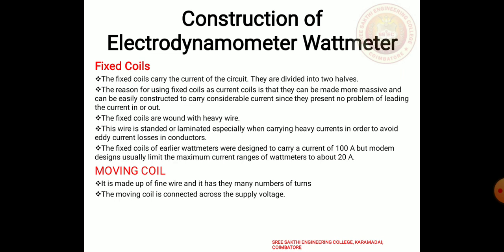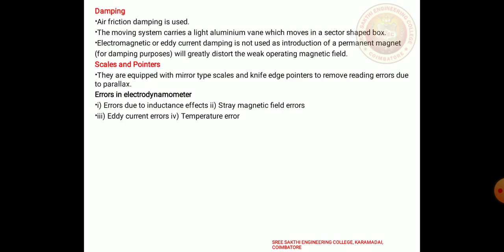but modern designs usually limit the maximum current range of a wattmeter to 20 amps. Moving coil: it is made up of fine wire and has a large number of turns. The moving coil is connected across the supply voltage.